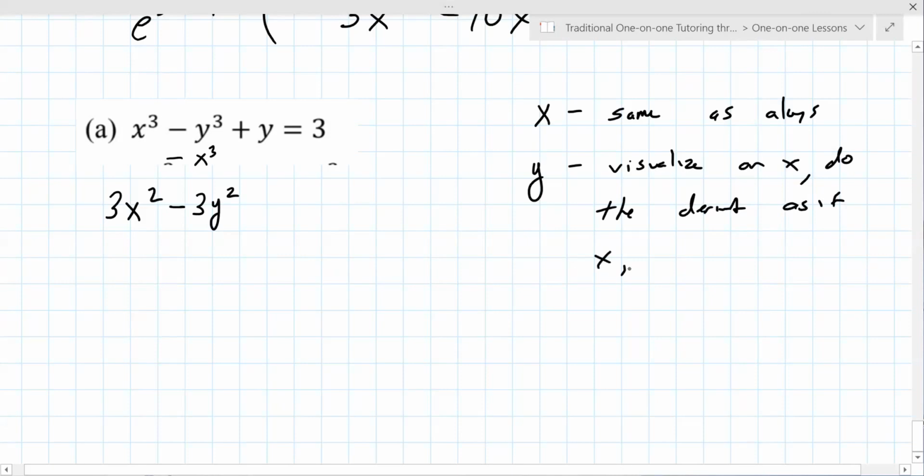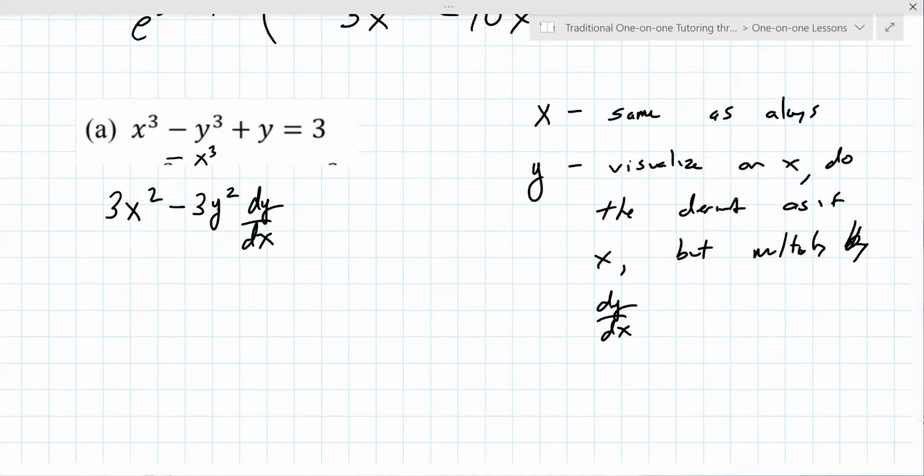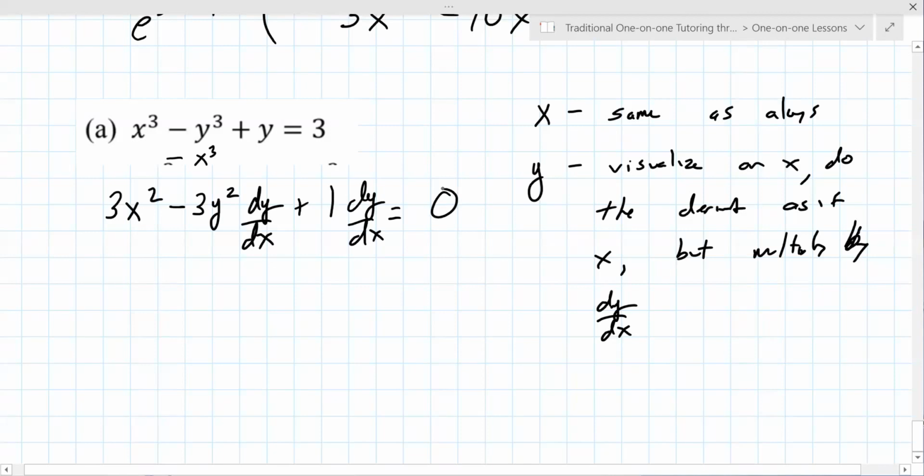As if x, but you multiply by dy dx. That's only because it's a y there. So the derivative of y is plus 1, but then dy dx. And what's the derivative of a constant? 0. So the next step from here is, and I use these words, you're going to move, factor, and then you divide.